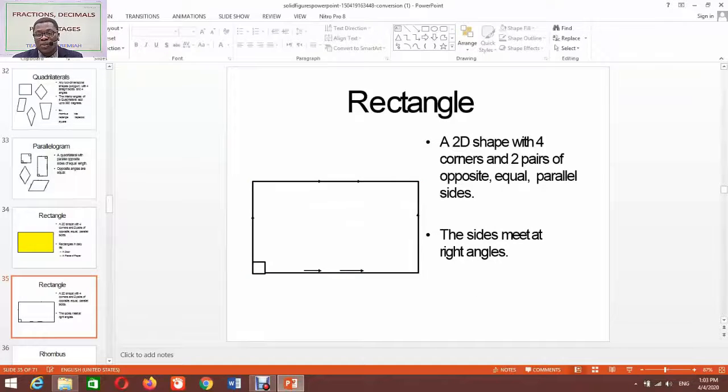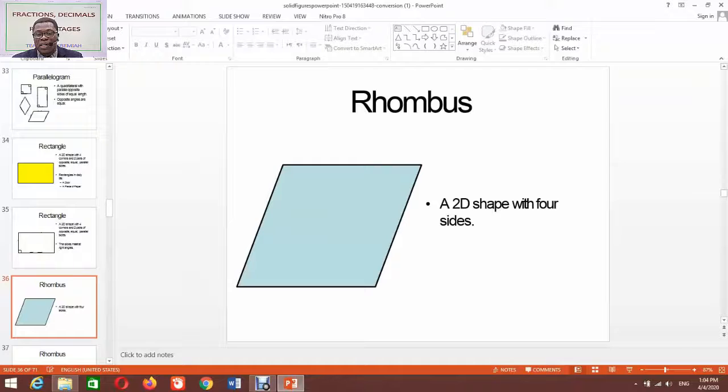A rectangle is a 2D shape with 4 corners and 2 pairs of opposite, equal and parallel sides. The sides meet at right angles.